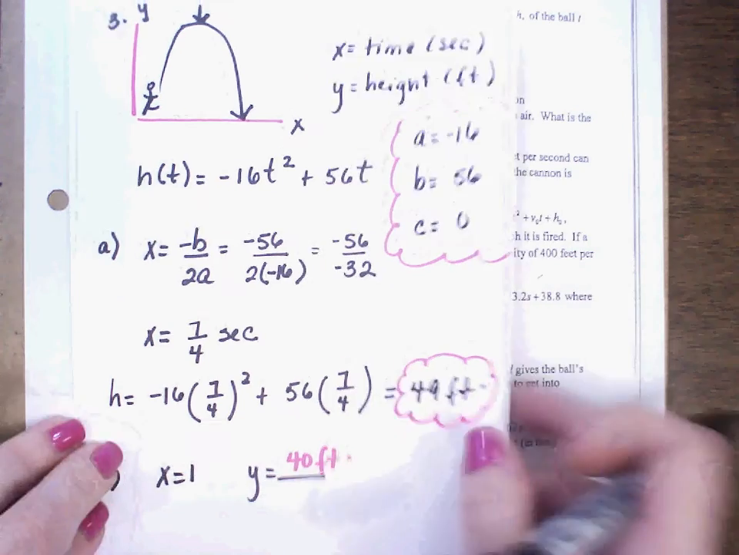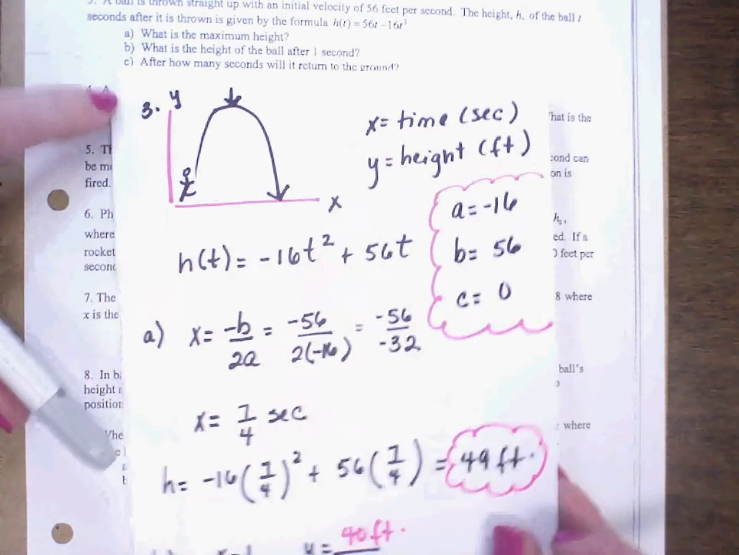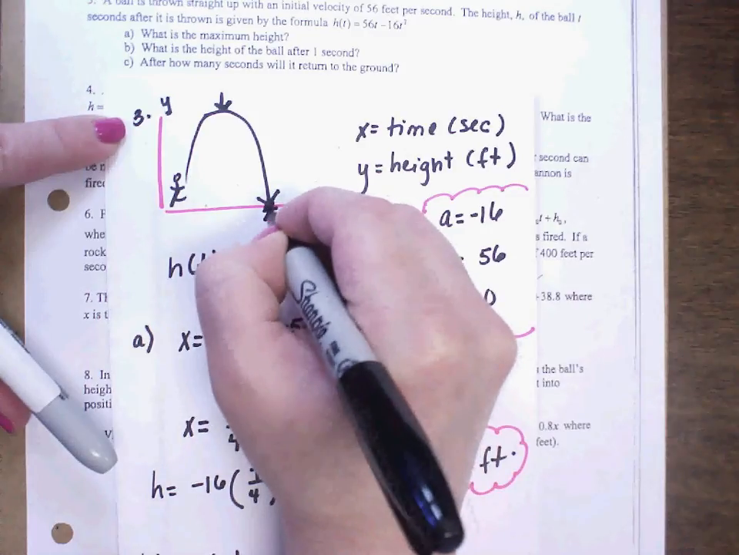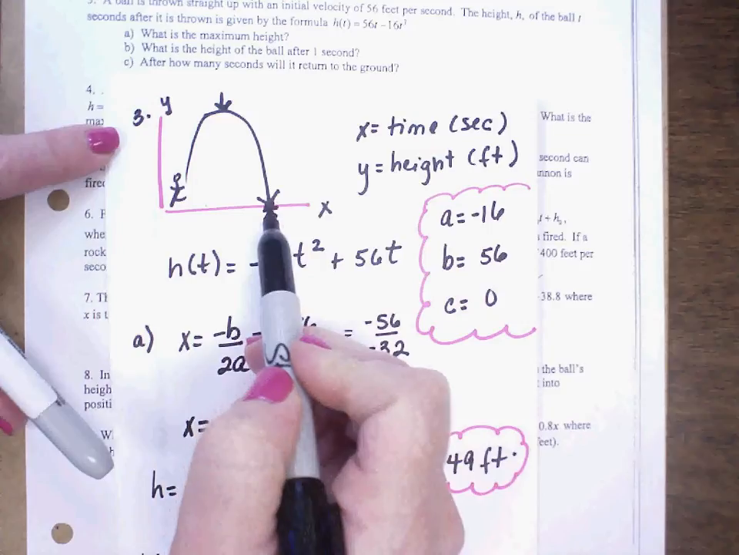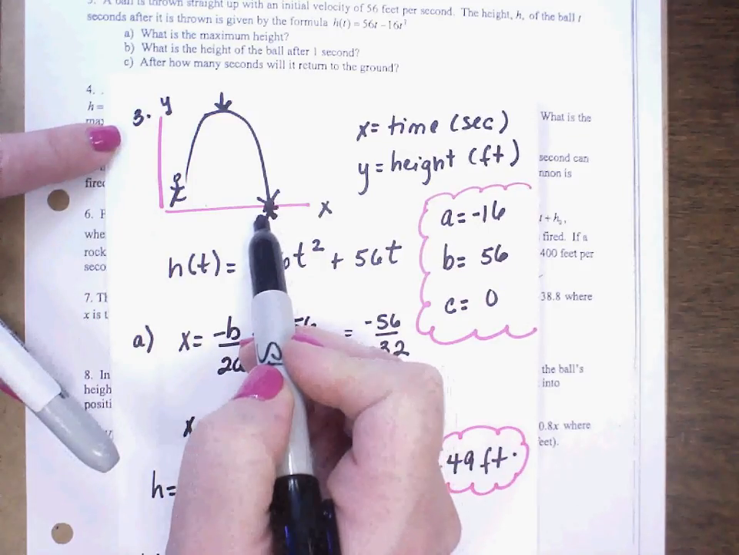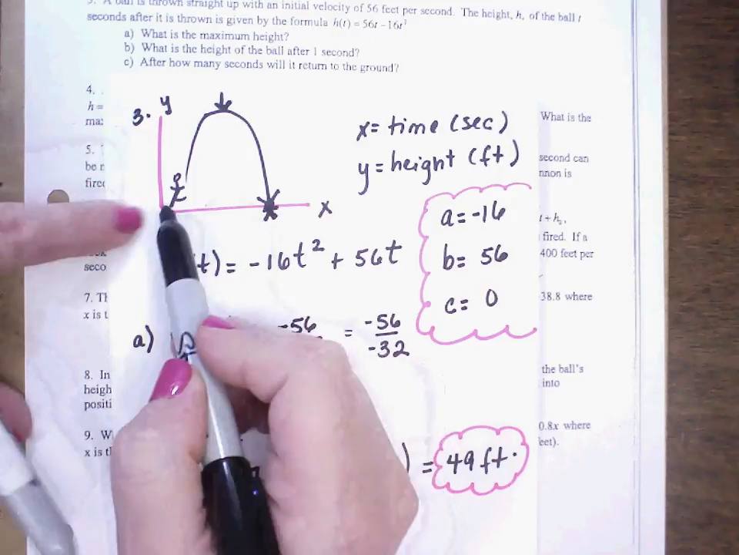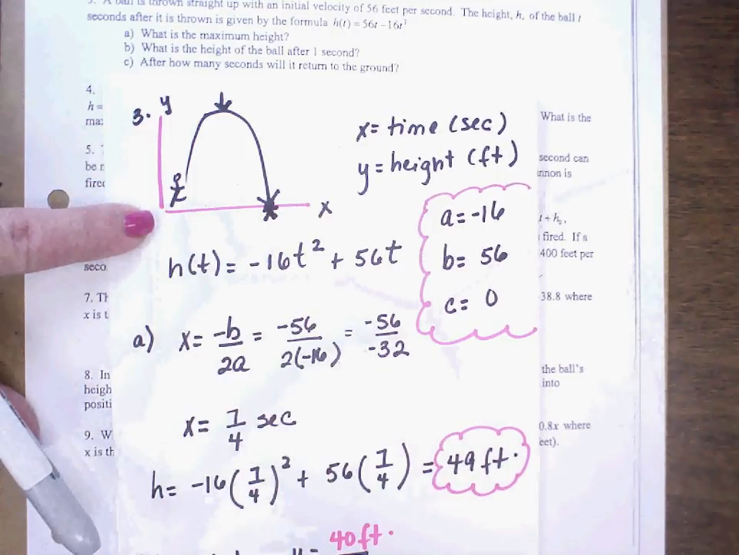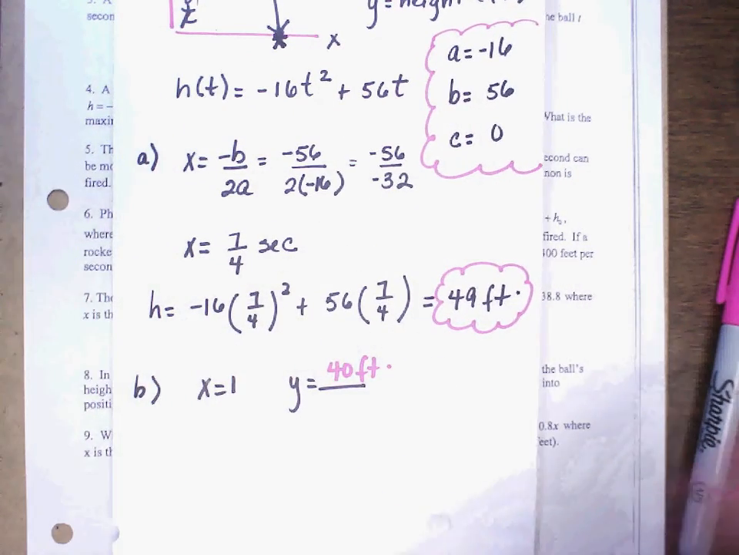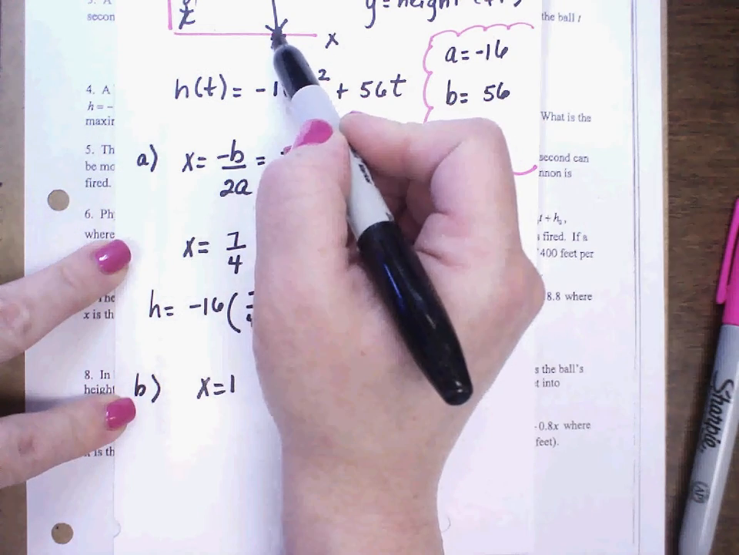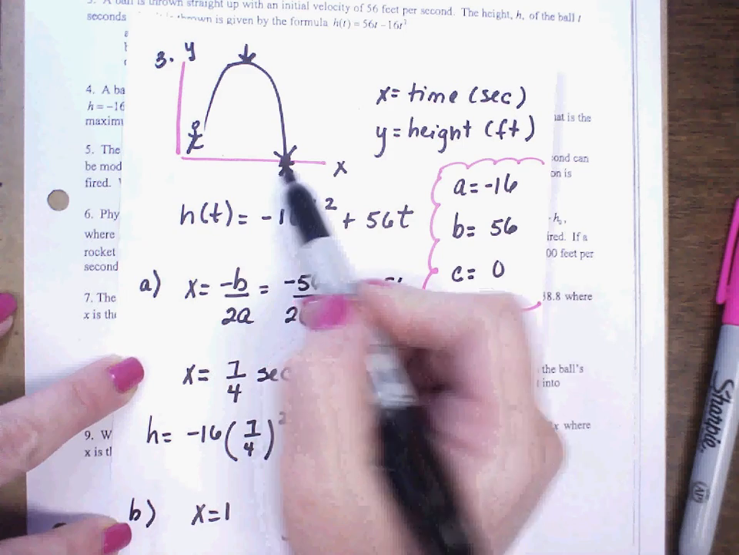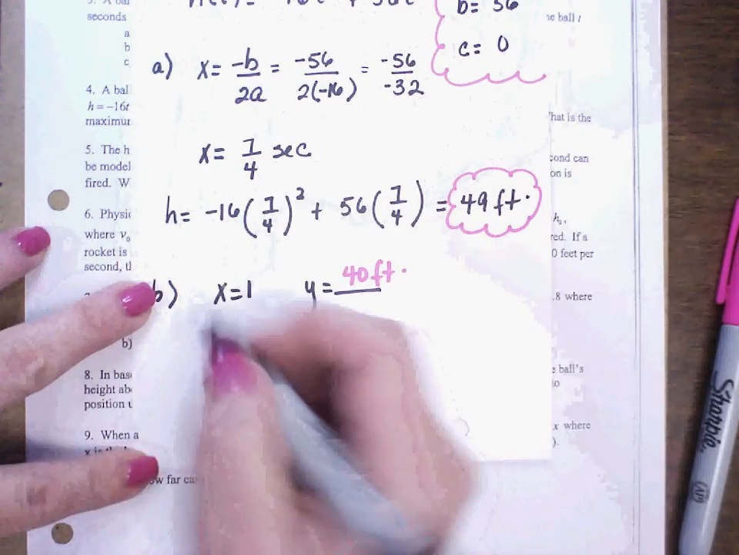All right, and then my last one would be, after how many seconds will it return to the ground? So right here, x marks the spot. I want that right there. So what do I need to do now? When y equals 0, which would be what of the function? The zeros of the function, or the x-intercept. Every time it touches that x, that's your x-intercept, which would be the zeros of the function, the roots of the function. Very good.